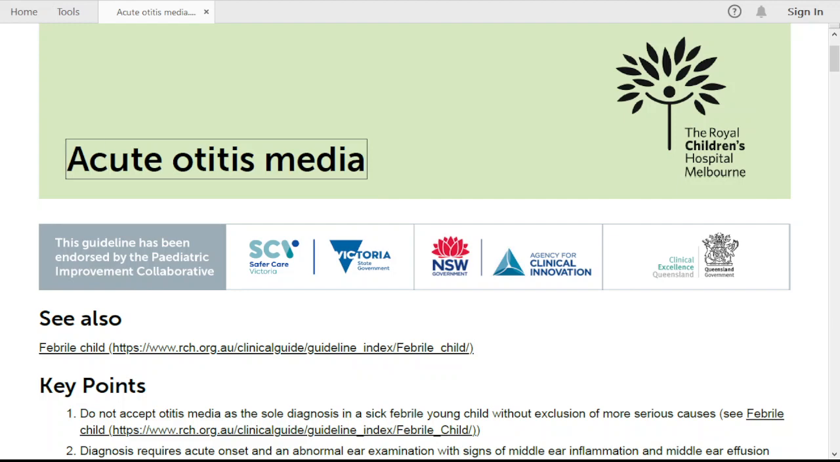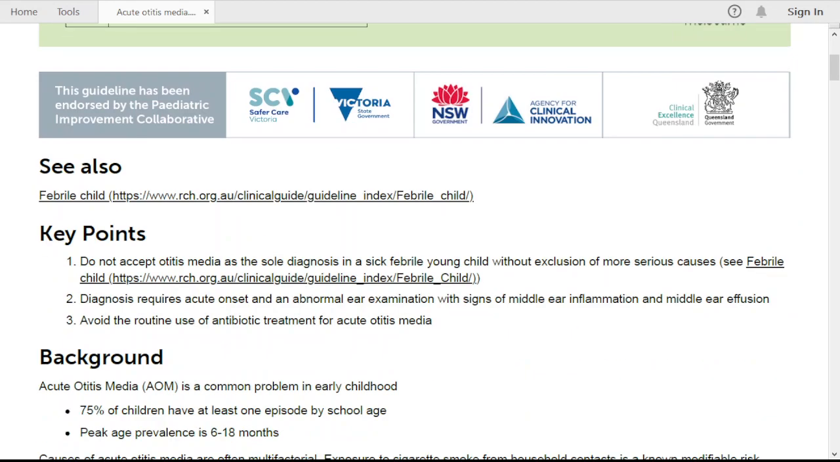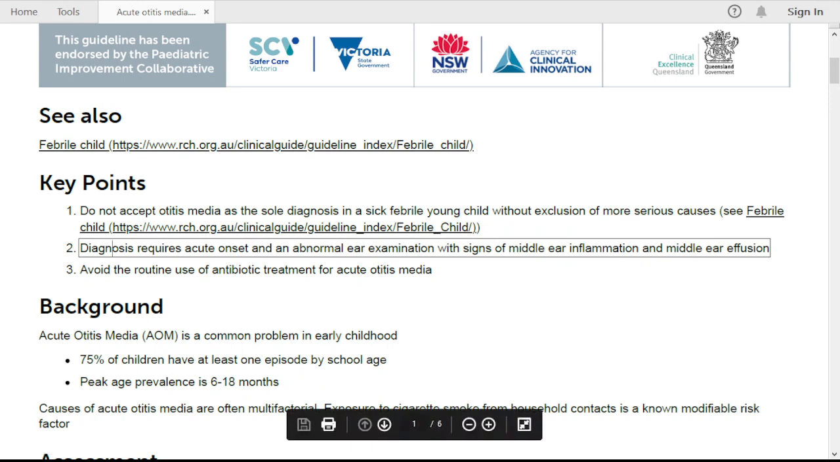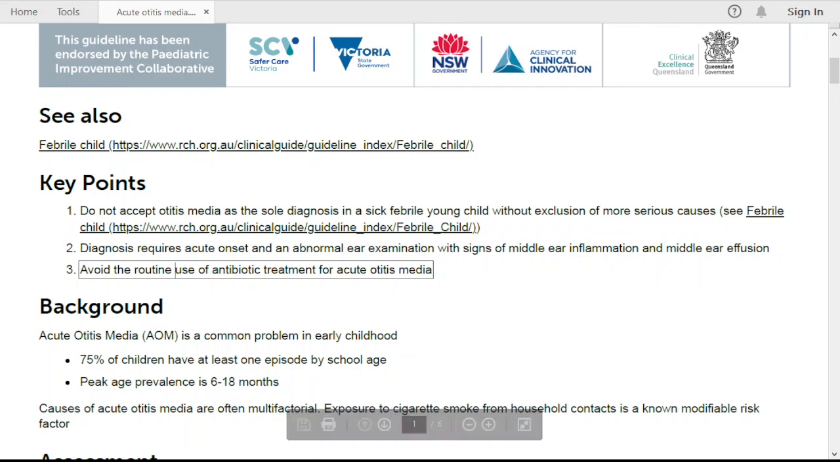Acute otitis media. Key points. Diagnosis requires acute onset and an abnormal ear examination with signs of middle ear inflammation and middle ear effusion. Avoid the routine use of antibiotic treatment for acute otitis media.